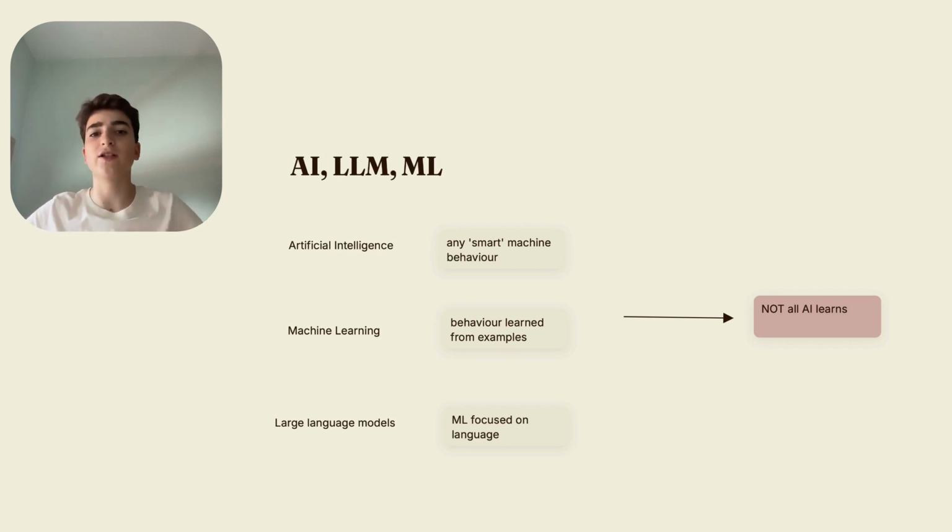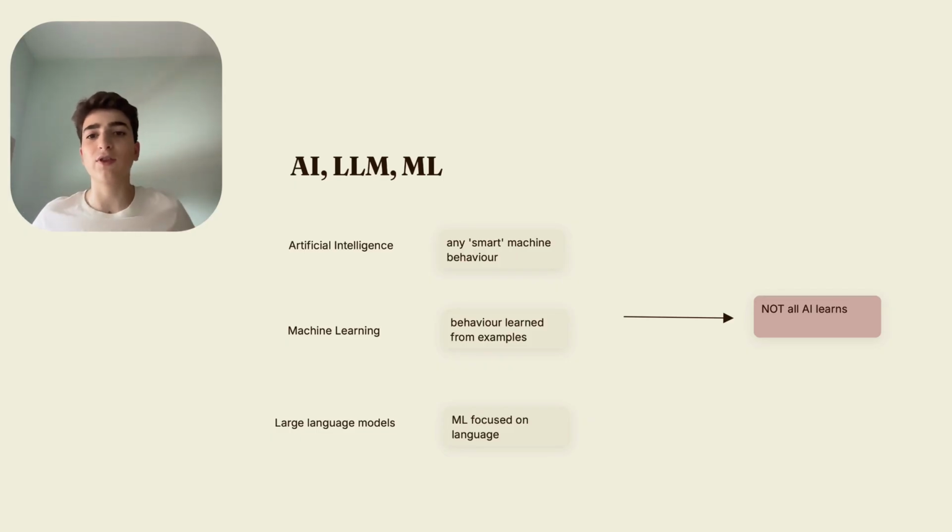So artificial intelligence, just bear in mind, is smart machine behavior. Then we have machine learning, that is that smart machine behavior that has learned from examples, from the ton of data that we talked about before, from all these example books, internet, all the data that it costs millions to train that large language model. Because a large language model is just a machine learning focused on language, so that you can write it in plain language and it can understand you.